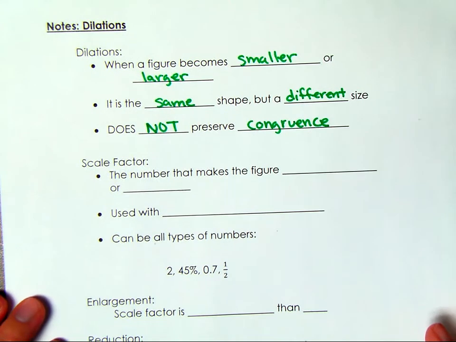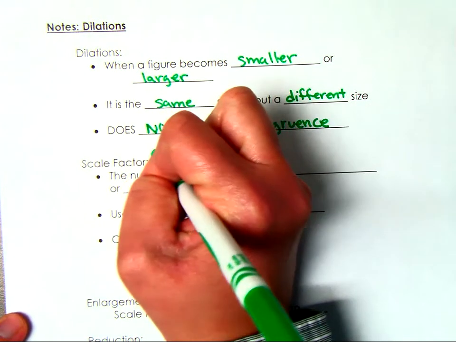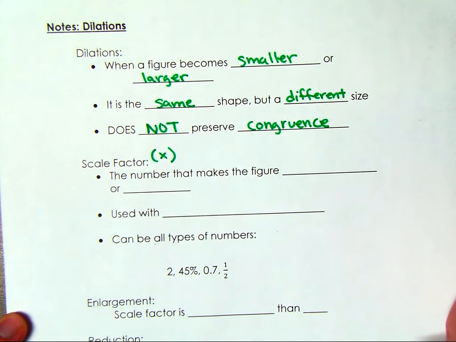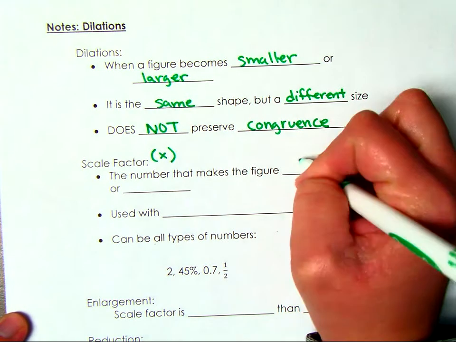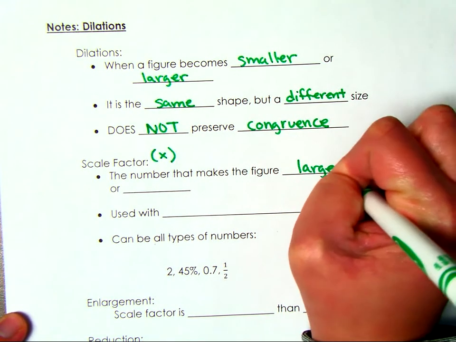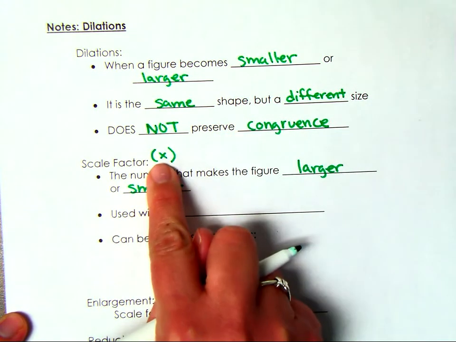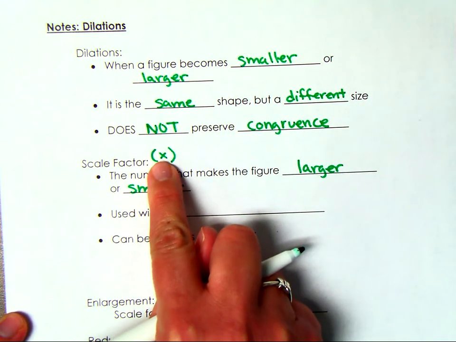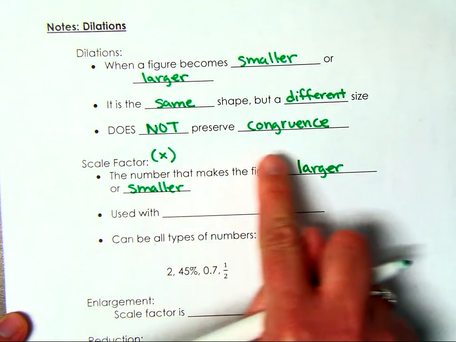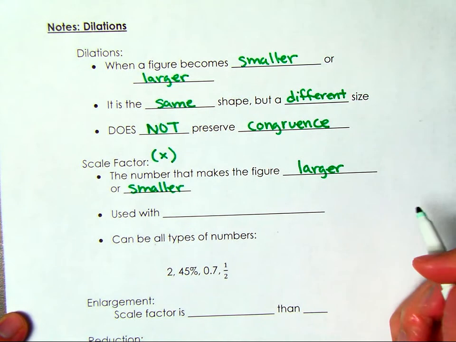So again, we've talked about scale factor in the past, and scale factor is a number that makes the figure either larger or smaller. And with scale factor, we're using only multiplication. So this is something that we've talked about. If you looked at one triangle and you went to a second triangle and it looked like you divided the sides by 2, you're actually multiplying by 1/2.